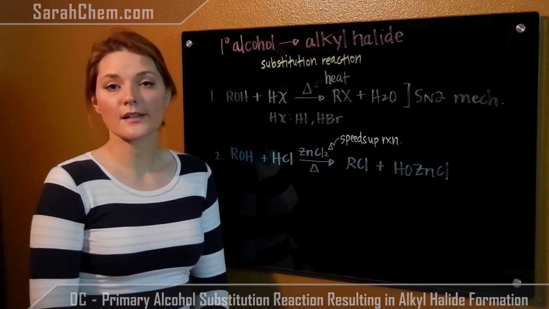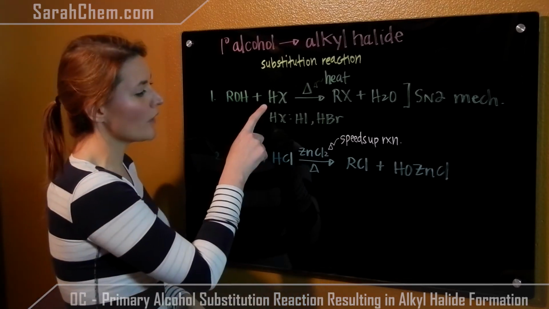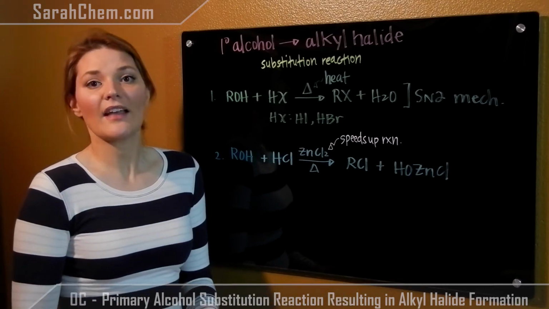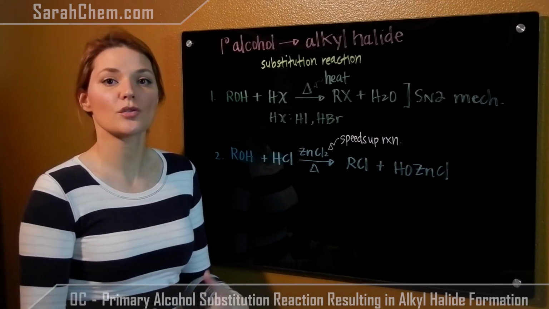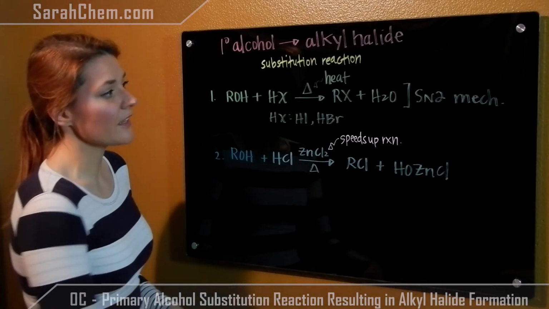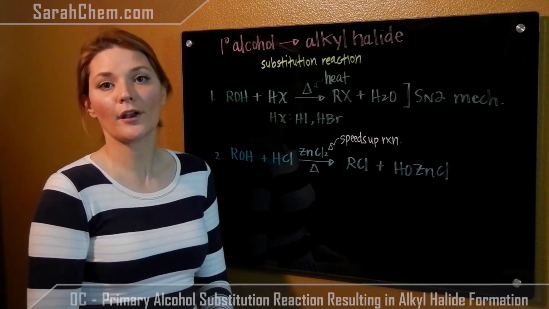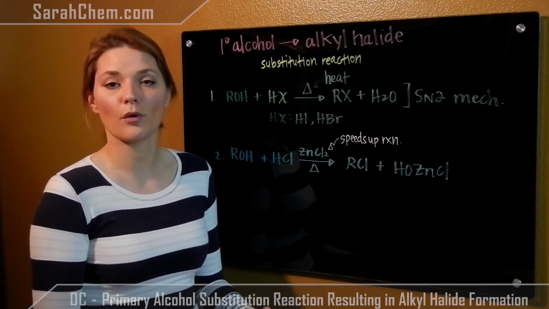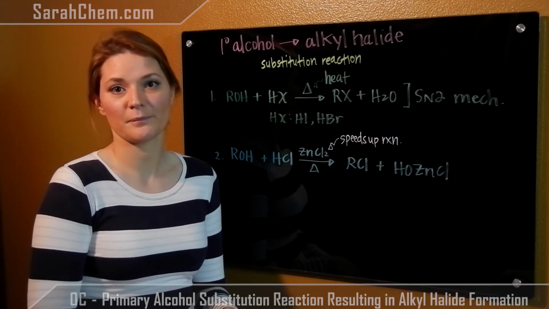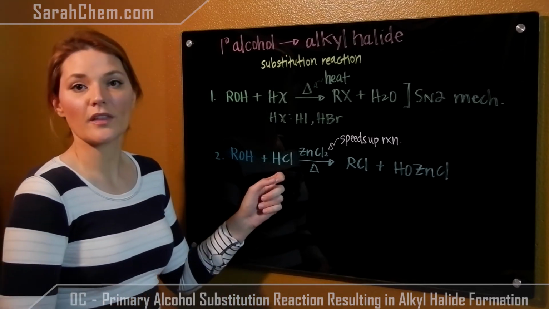There are two main things about the primary case you want to note. First off, HX can only be HI or HBr. It does not include HCl, and that's just because the reaction happens too slowly when it has HCl in its solution. The second thing to note is that it's an SN2 mechanism. The reason for that is a primary carbocation is too unstable to form, so we won't see the SN1 case, only the SN2 case.